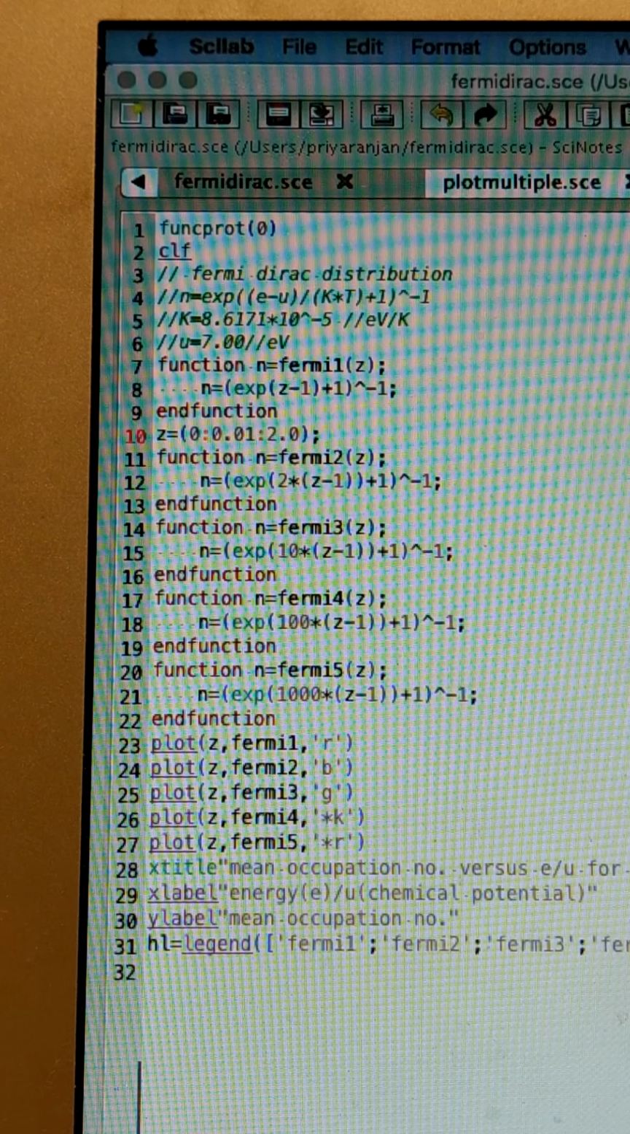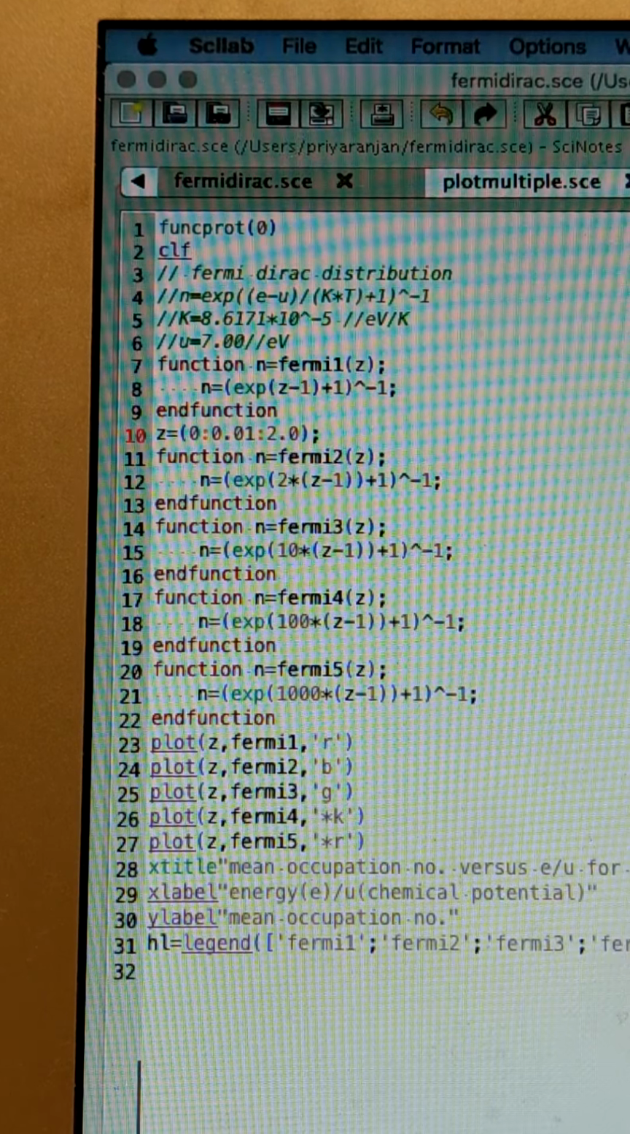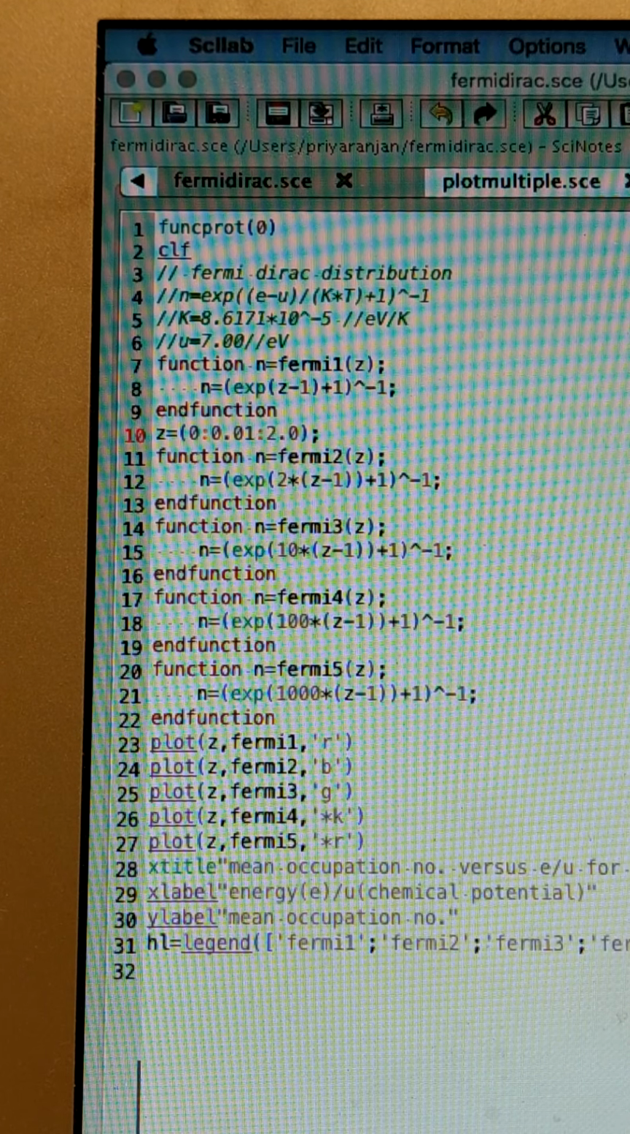All right? So the higher the value of mu by kT, lower is the temperature. So the last one, Fermi 5z, I have taken mu by kT is equal to 1000. So this is the nearest value to 0. Not exactly 0, but very, very near to the value. A little less is 100, and so on and so forth.